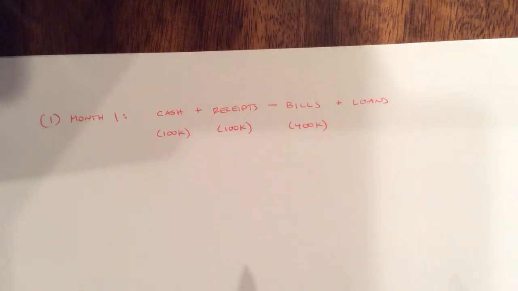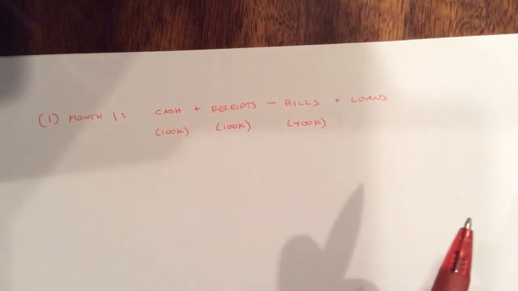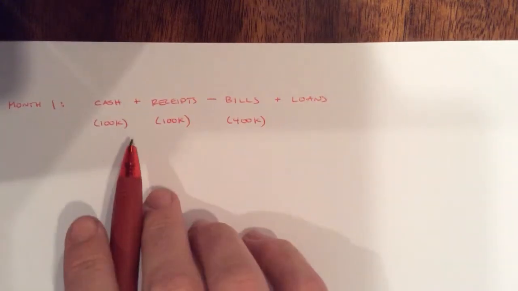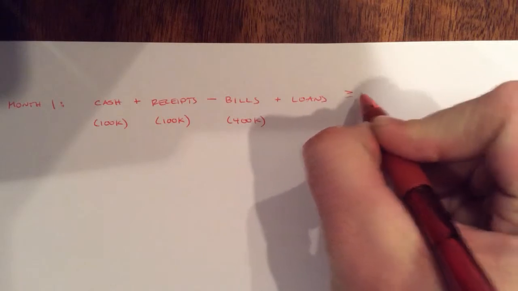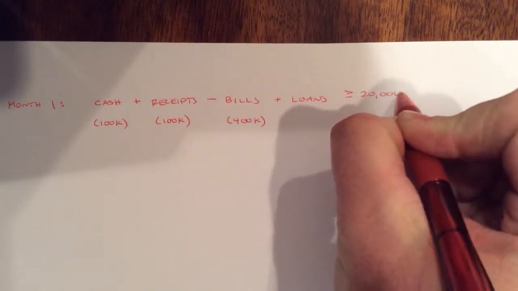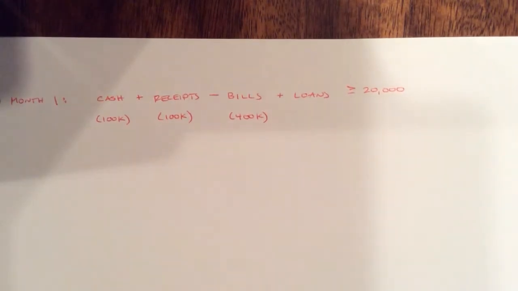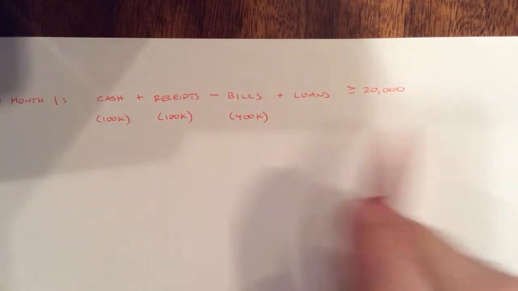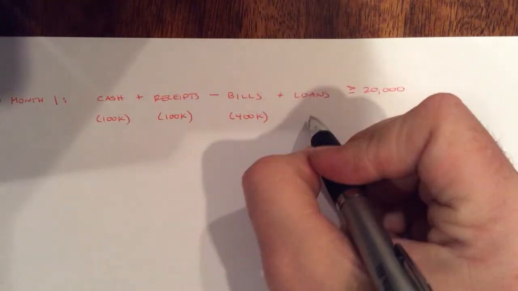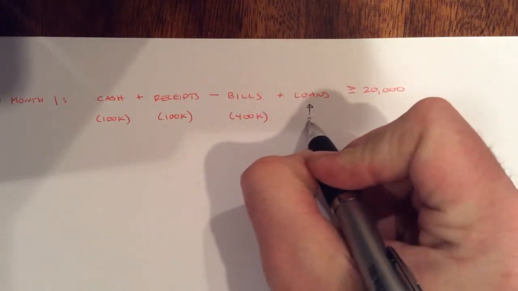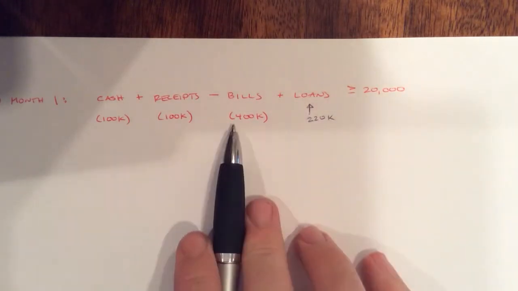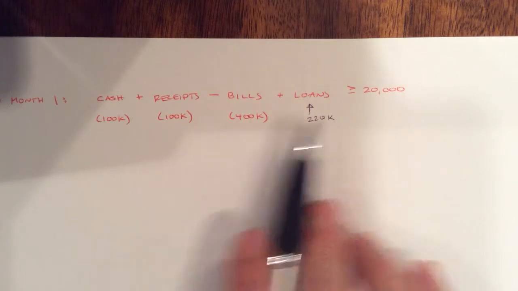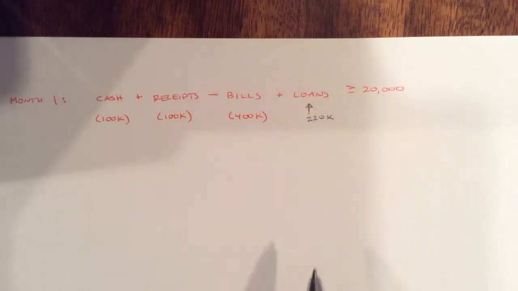But the other constraint it says is the company likes to maintain a cash balance of at least $20,000 at the end of each month. So this amount here, cash plus receipt minus bills plus loans, has to be greater than or equal to $20,000. And that's our first constraint. So from this we can tell that this loan amount is going to be $220,000 because we need to cover up the distance of this plus the $20,000, so it needs to be at least $220,000.